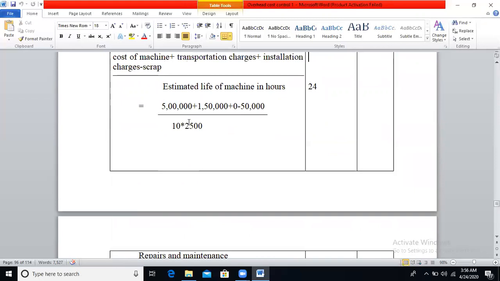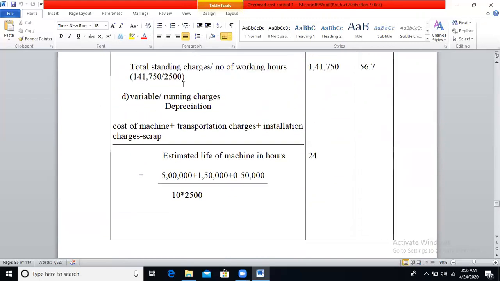So, working hours will be 2,500. The next is variable or running charges. One is depreciation. Here they have given the cost of the machine and transportation charges also. If they have given transportation charges, you have to consider them in the calculation of depreciation. 5 lakh cost of the machine plus 1,50,000 transportation charges. There is no installation charges, minus scrap value, divided by estimated life of machine in hours.